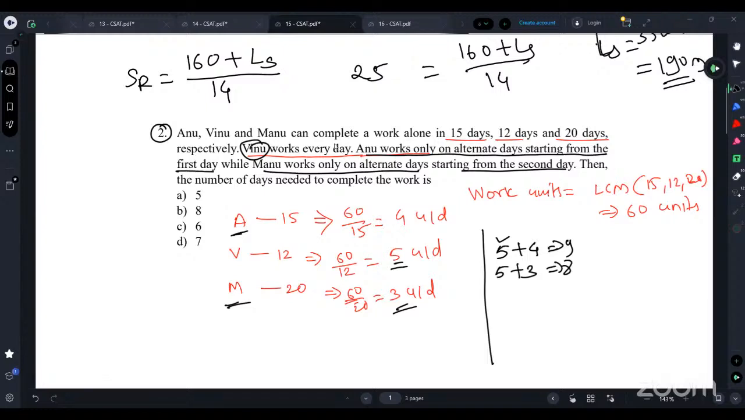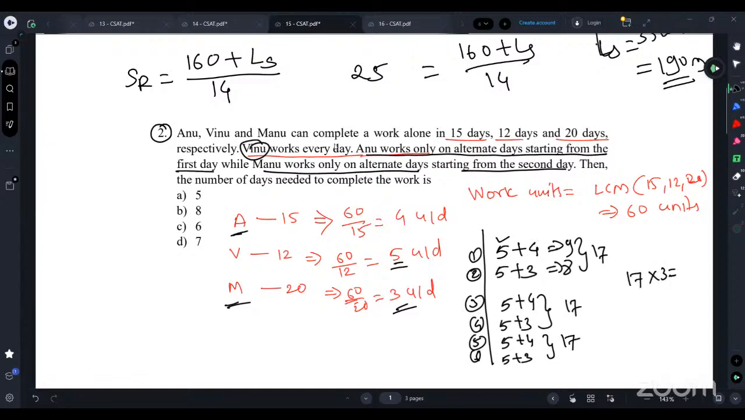So this is the first day, second day. The third day will again be 5 plus 4. The fourth day will again be 5 plus 3. The fifth day will again be 5 plus 4. The sixth day will be 5 plus 3. Now 9 plus 8 is 17, and similarly it will be 17 each time. Now 17 into 3 is basically 51. And how many work units do we want to complete? 60 units. So up to the sixth day, we have completed 51 units, right?